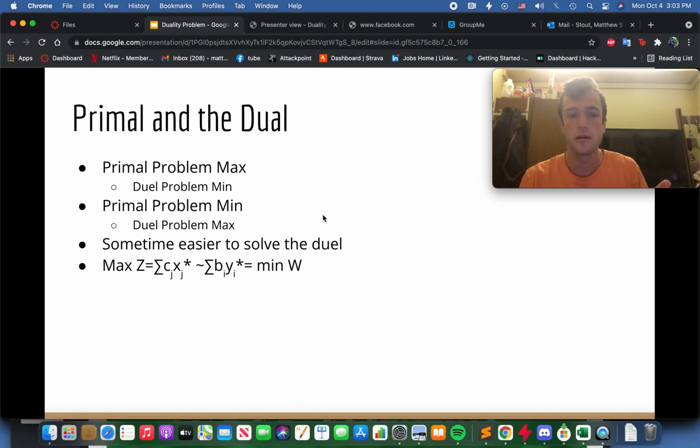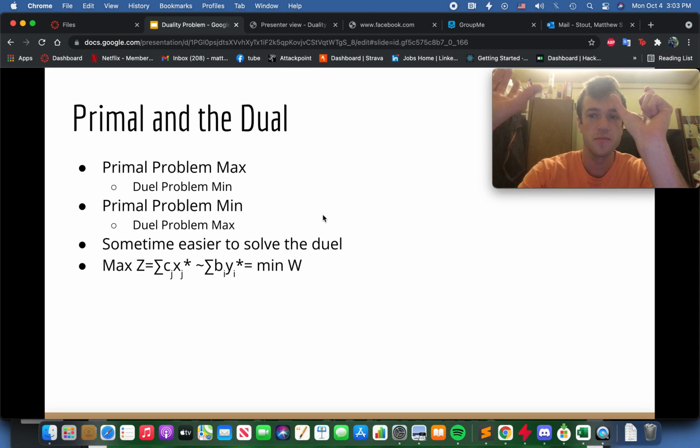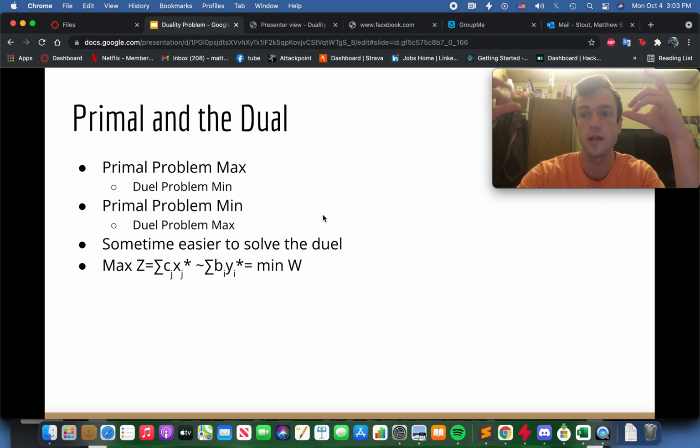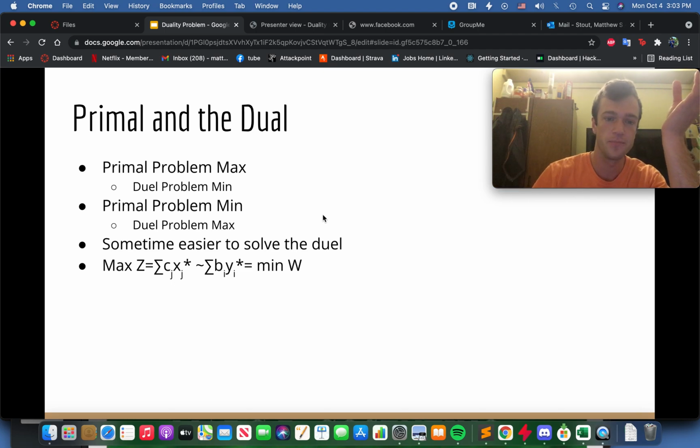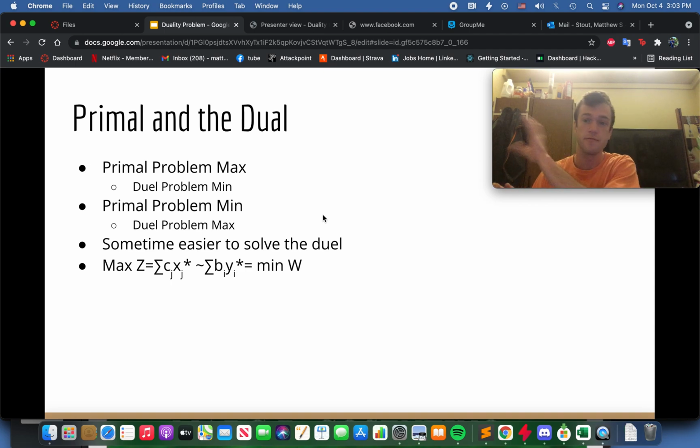A definition of the dual problem: the minimum of the dual, if you are at the y stars, the ideal solution of the dual, should equal the max, or the optimal solution, of the primal. But if you're not at the optimum and it is a feasible solution, the minimum of W will always be greater than the max. So at each optimal solution, they're equal, but at a non-optimal but feasible solution, the dual, assuming the primal is a max, will be greater than the primal.